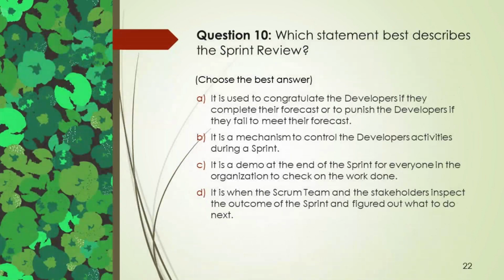Question 10. Which statement best describes the sprint review? Choose the best answer. A. It is used to congratulate the developers if they complete their forecast or to punish the developers if they fail to meet their forecast. B. It is a mechanism to control the developers' activities during a sprint. C. It is a demo at the end of the sprint for everyone in the organization to check on the work done. D. It is when the Scrum team and the stakeholders inspect the outcome of the sprint and figure out what to do next.